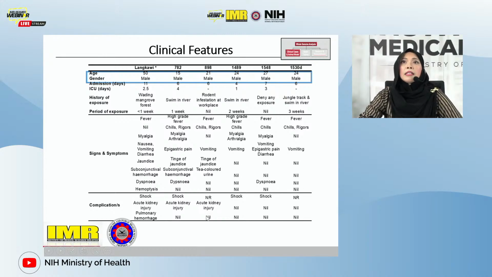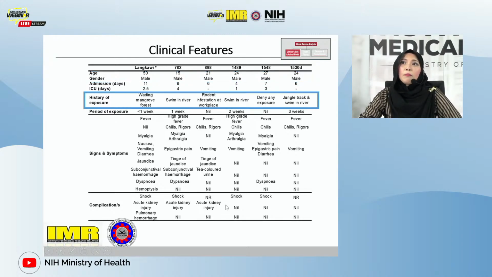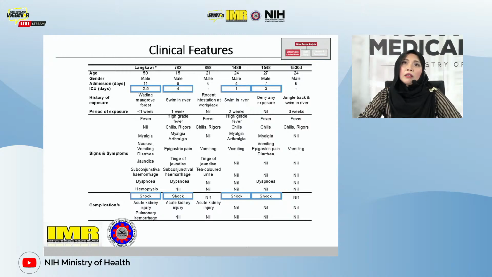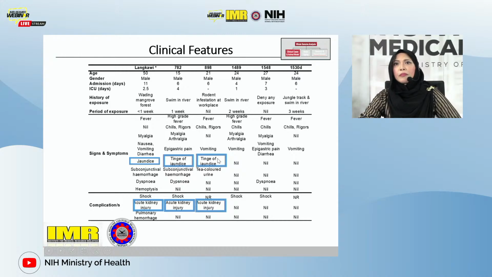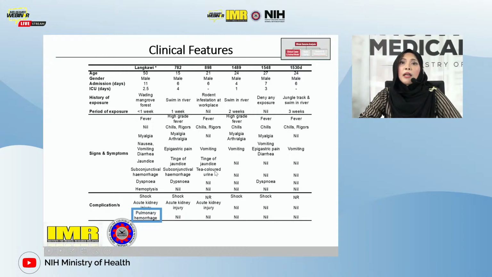And this table summarizes the clinical features of the 6 patients. All patients were male, and the age range is around 15 to 50 years old. All patients had a history of exposure except for 1 patient, that is 1548. The period of exposure ranged from less than 1 week to 3 weeks. 4 patients were admitted to ICU as they presented with signs and symptoms of septic shock. 3 patients had jaundice and acute kidney injury, and 1 patient had pulmonary hemorrhage.